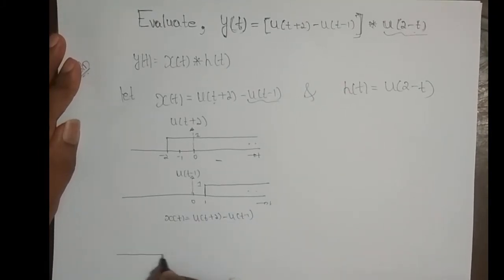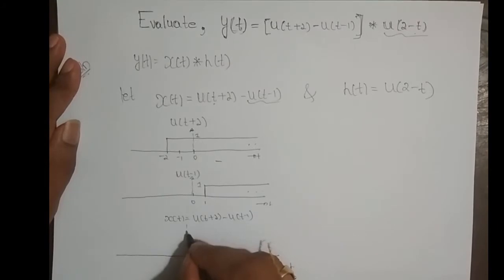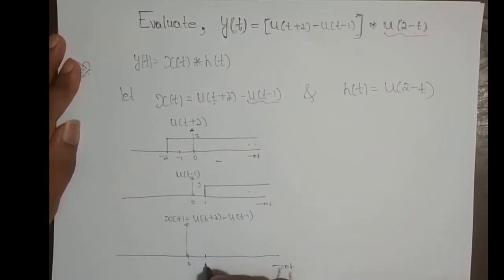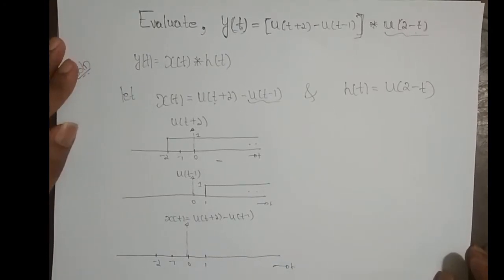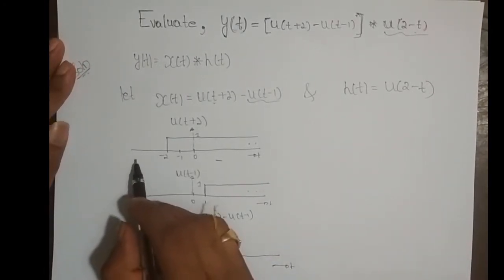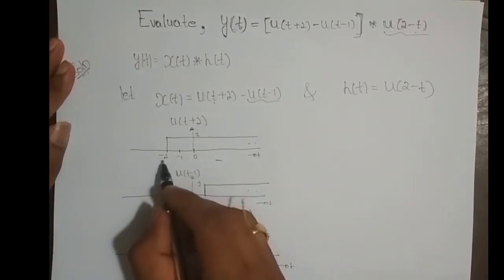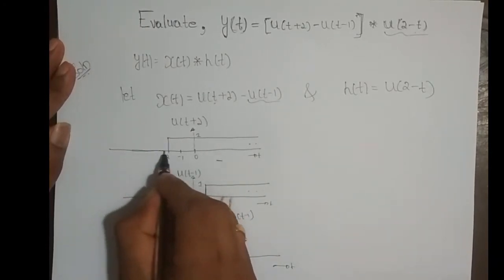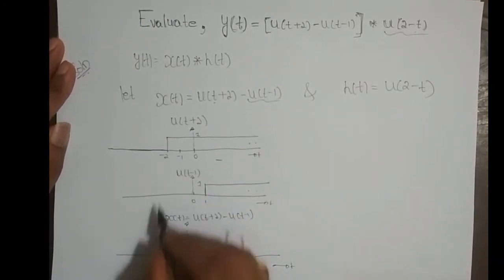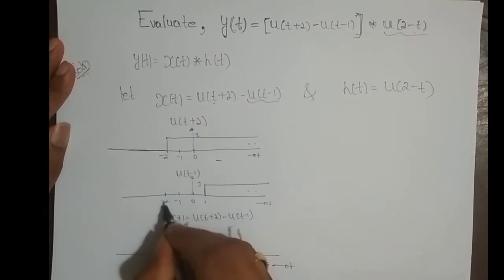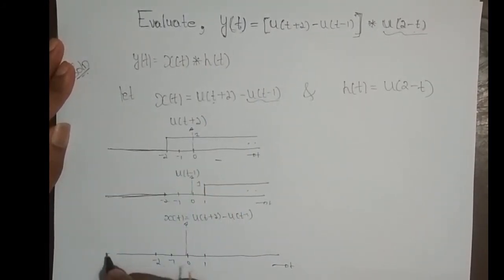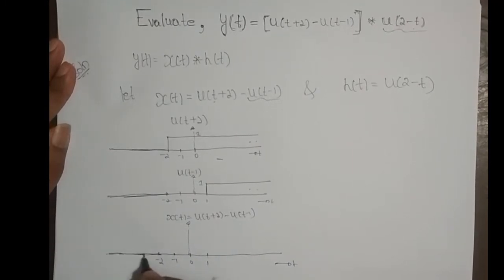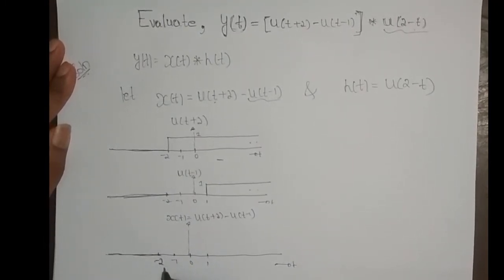So if we try to sketch this, this is t, this is at t equal to 0, this is 1, this is minus 1, this is minus 2. Fine. So what is the amplitude of the first signal for t varying from minus infinity up to minus 2? It is 0, right? What is the amplitude of the second signal for t varying from minus infinity up to minus 2? This is also 0, right? 0 minus 0, we get 0 for t varying from minus infinity to minus 2.